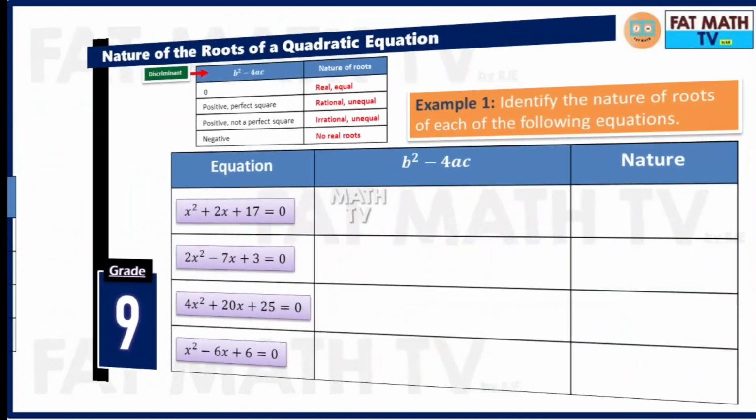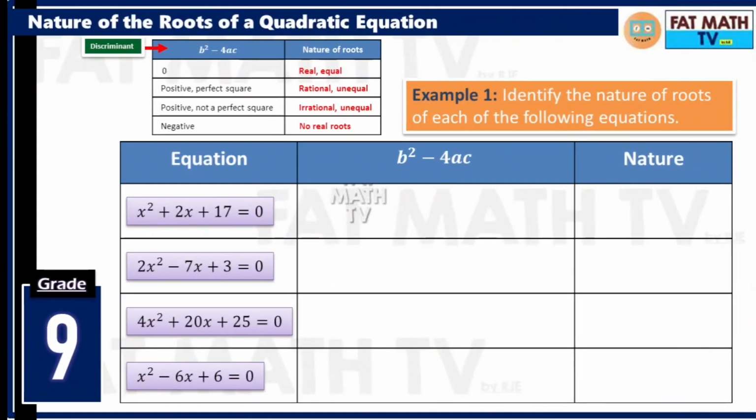Okay, let us have more examples. Let us have these four equations. x squared plus 2x plus 17 equals 0. 2x squared minus 7x plus 3 equals 0. 4x squared plus 20x plus 25 equals 0. And x squared minus 6x plus 6 equals 0. This time, we will not identify the exact value of the roots. We will just identify the discriminant and give the nature of the roots of these quadratic equations. So if you think you already know how to identify b squared minus 4ac, then you can pause the video and check if your answer is correct.